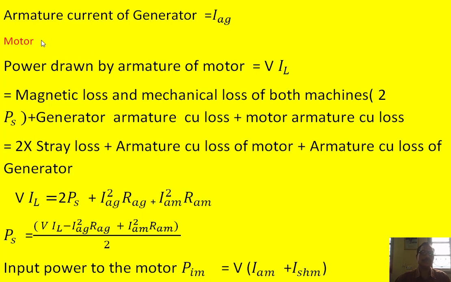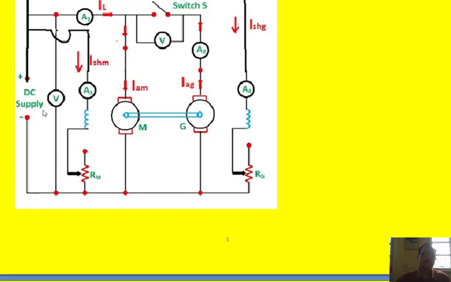So first we take the motor into account. The aim of this is to know what is the stray loss of each machine. So power drawn by the armature of the motor is given by V into IL. In the circuit, this is the supply voltage we call V, and the current that flows from the supply is IL. So the input power drawn by the motor armature from the supply is V into IL. That is what we have written there.